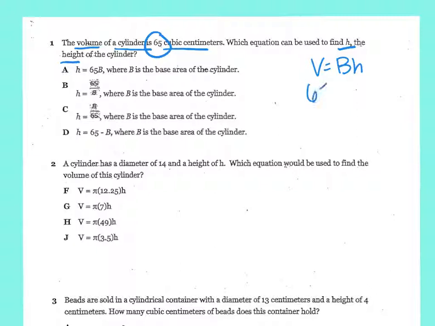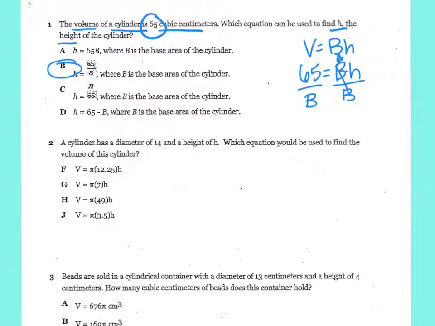So if we know the volume, they're saying find the height. So we're assuming we know the base, area of the base, so we're looking for the height. So if we knew this, since this is being multiplied, we would just do the opposite and divide to find the height. So that would have to be B.